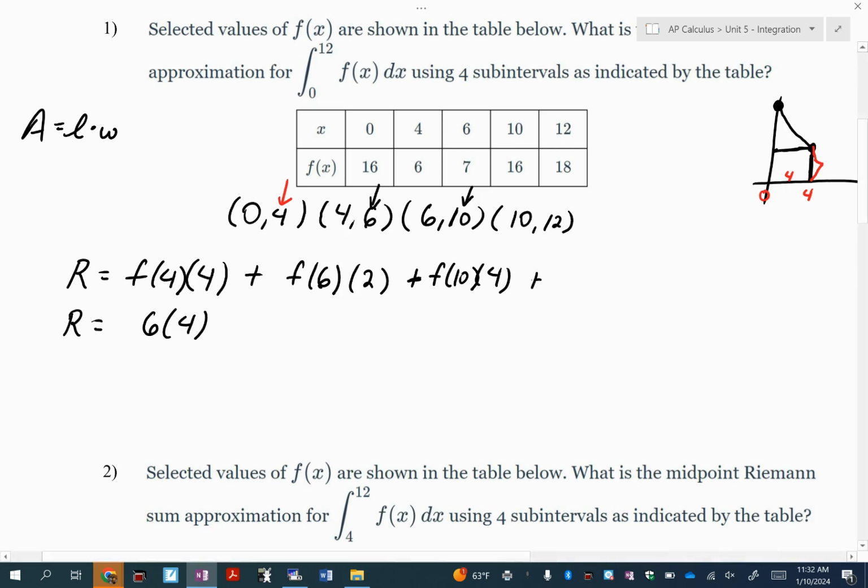The last one. What's the interval distance for 10 to 12? That's 2. The number on the right is 12, so I'll be doing f of 12. So the only thing that would be different if this was a left Riemann sum is that this would say f of 0, f of 4, f of 6, and f of 10. That's the only difference.